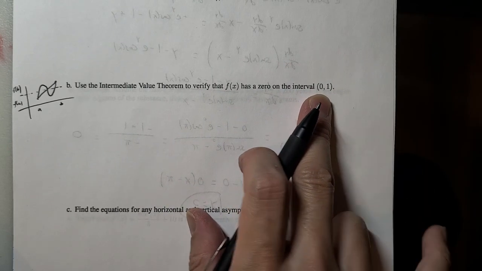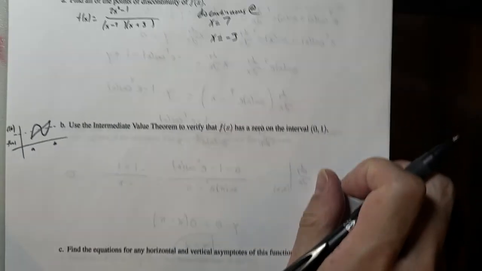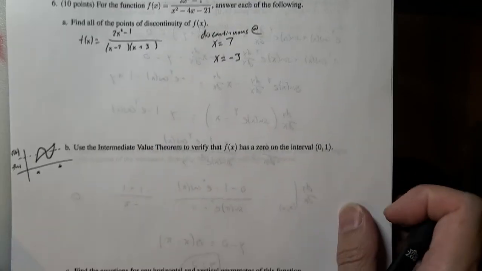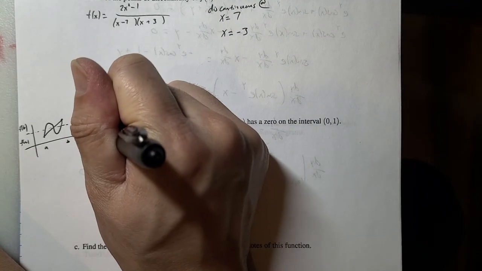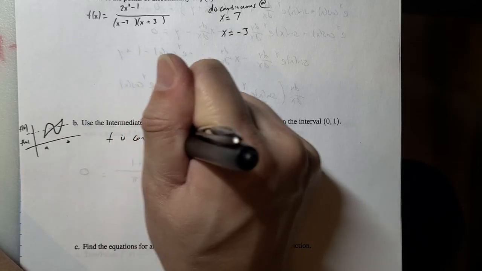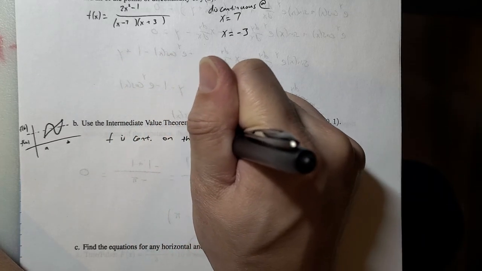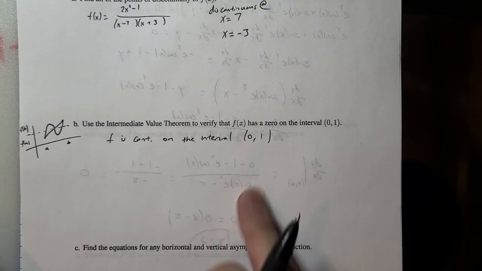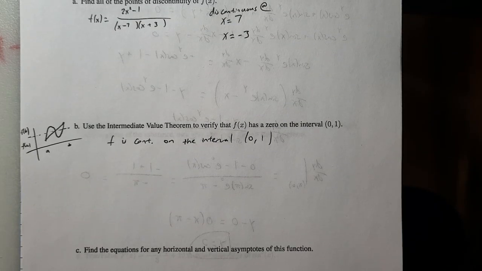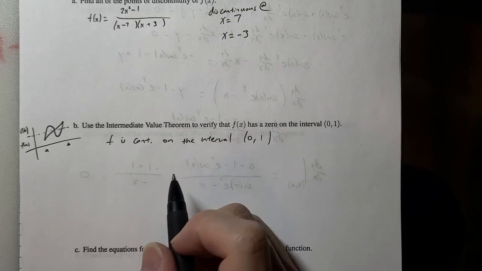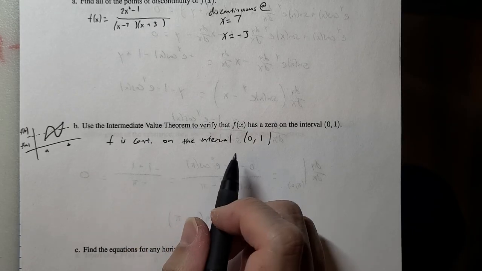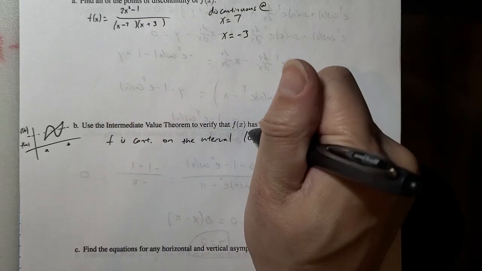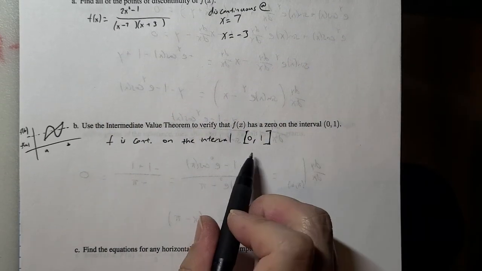So in this interval, well, first of all, we have to show that f is continuous. We just said, because in part a, we found it's discontinuous at x is negative 3 and x is 7. So we can say first, f is continuous on the interval 0 and 1. That's important. Okay, so now we can even say this, inclusive.